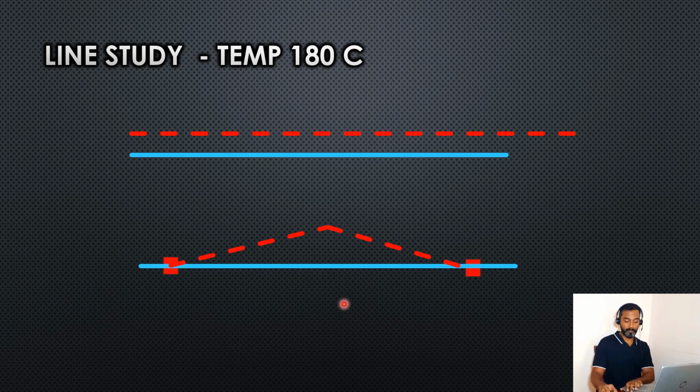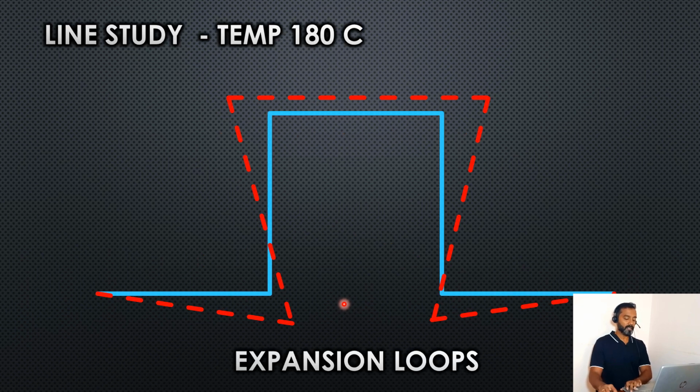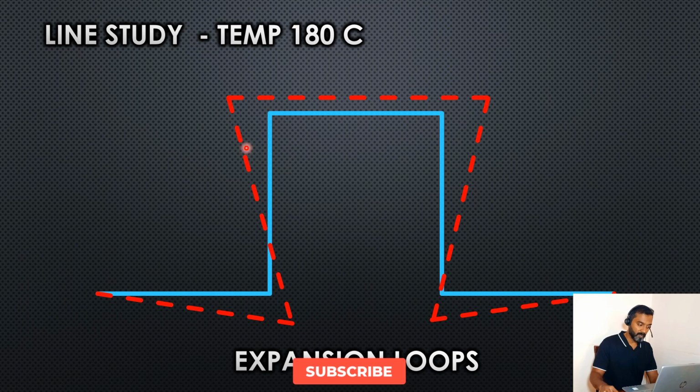So this is the very important thing that you have to understand for the temperatures actually. Now let's see how the expansion loops work. See, this is how the expansion loops work. Imagine the blue one is the line without any temperature, and when the line goes up to 180 degrees, see how the line has behaved. This is how the line has behaved.